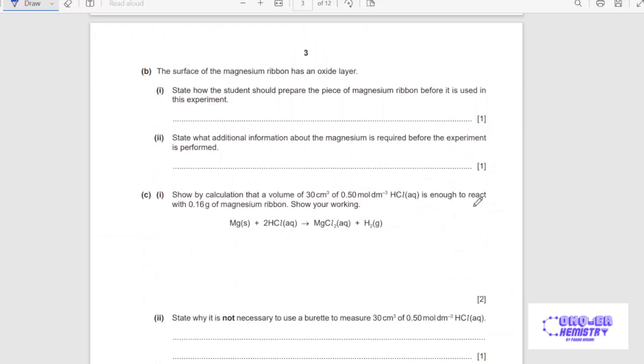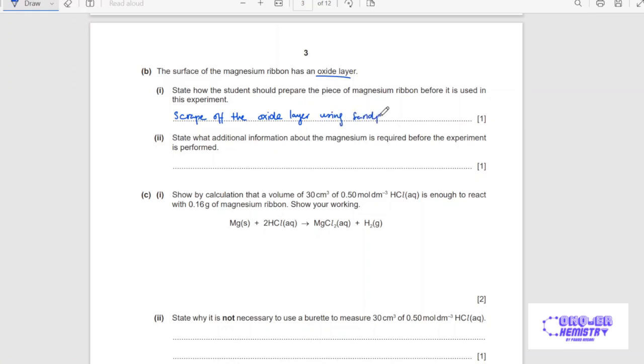Now it says over here that the surface of the magnesium ribbon has an oxide layer, and we need to prepare the piece of magnesium ribbon before it is used in this experiment. So we need to remove the oxide layer so that the magnesium beneath reacts with the HCl to produce hydrogen gas. So what we're going to do is we're going to scrape off the oxide layer, and we can do this using sandpaper.